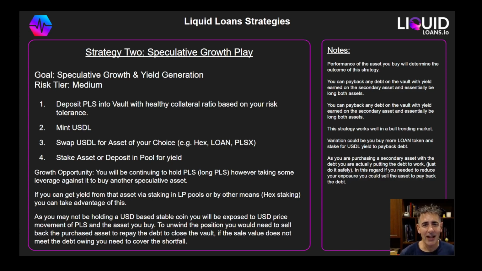All right, let's have a look at strategy number 2. And this one's a speculative growth play. So a little bit more risk involved. As soon as you hear the term speculative, you've got to assume the word risk, okay?